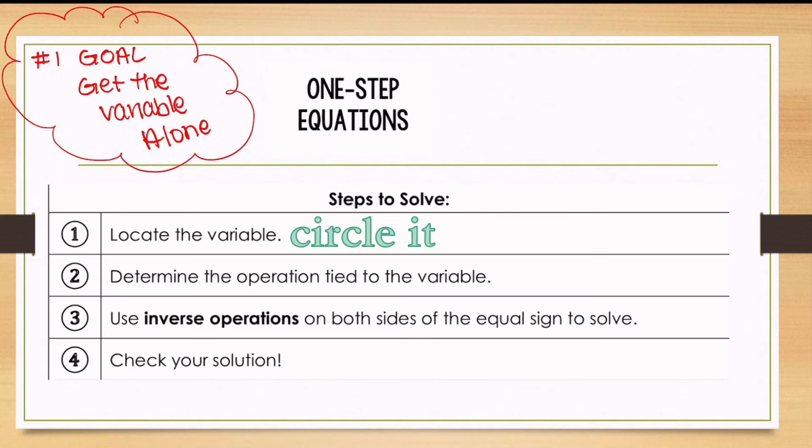You have to determine what operation is tied to the variable. What do we mean by that? What operation is happening to the other items there? Then what we're going to do is we're going to use an inverse operation. So you're deciding, is it add, subtract, multiply, or divide? Is that what is happening with the variable? Then we use those inverse operations to both sides. We got to keep our equation balanced because that's what an equation is. And finally, we check our solutions.